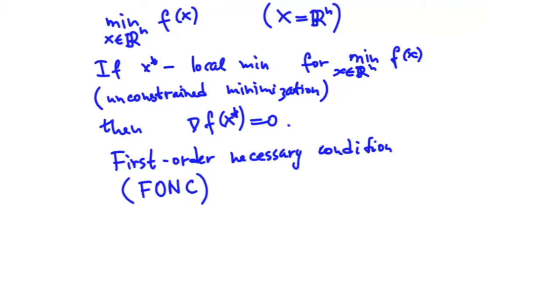So what's the difference between a necessary condition and a sufficient condition? A necessary condition is a condition that must be satisfied assuming that a point is a local minimizer. Whereas a sufficient condition is something such that if it is satisfied, then the point is a local minimizer. All right, so let's consider an example which shows that this first order necessary condition is not sufficient.